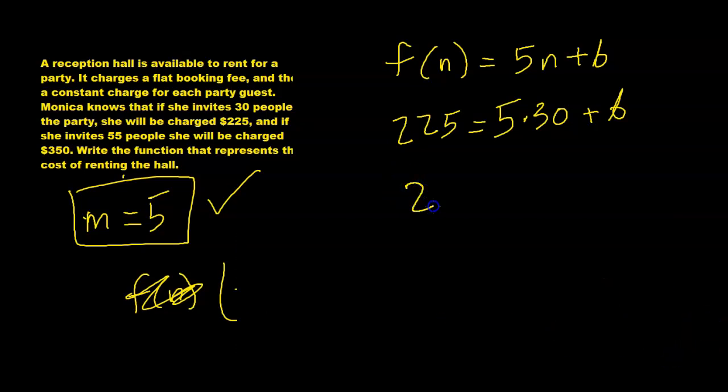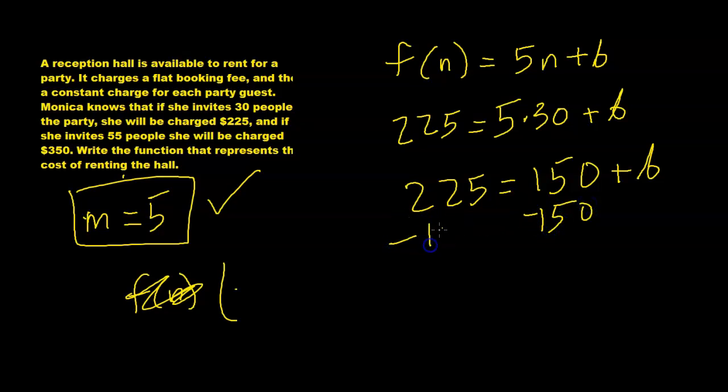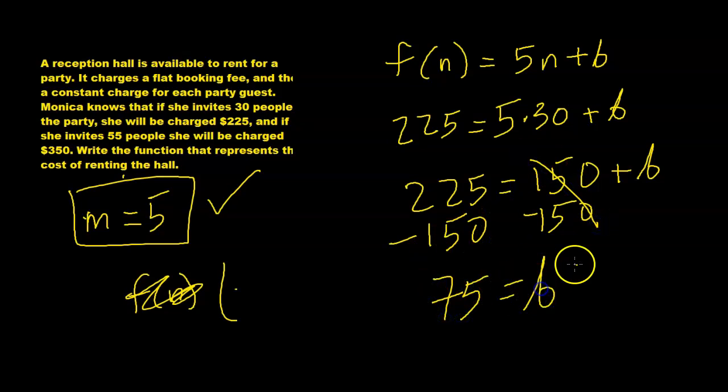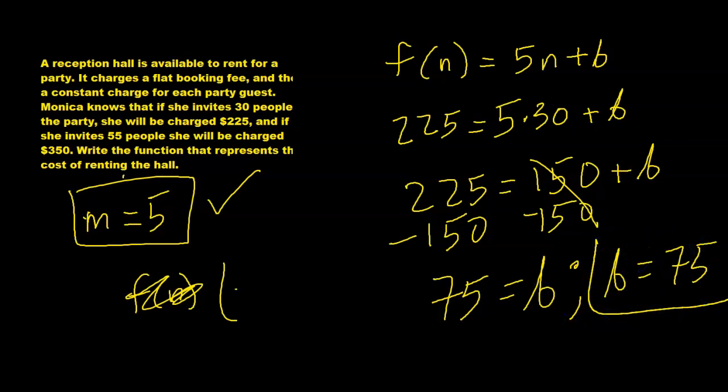We're just going to simplify this algebraically and then solve it. What's 5 times 30? That's 150, isn't it? So 225 equals 150 plus b. We're going to subtract 150 on both sides, and what are we going to get? We're going to get 75. So this is going to be 75 equals b, which of course means b equals 75.